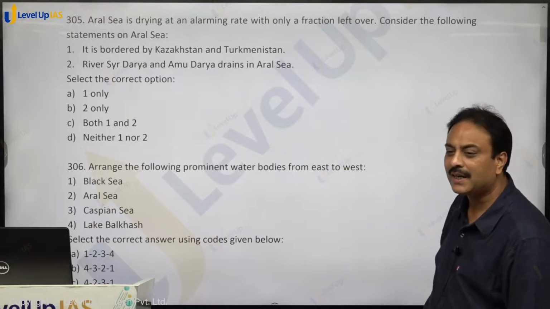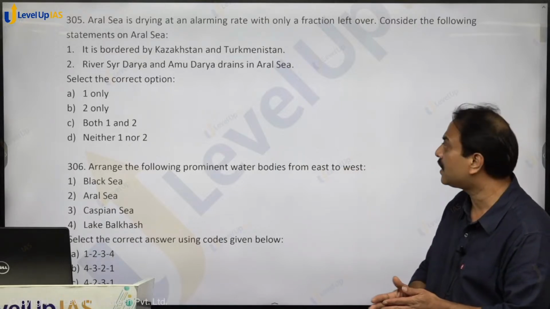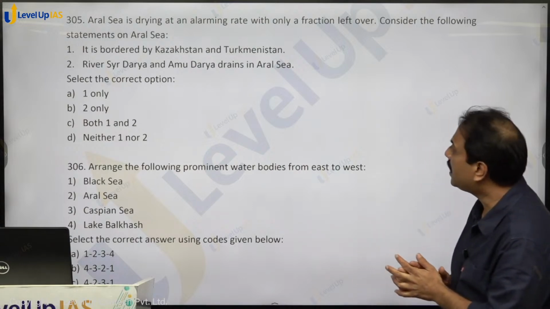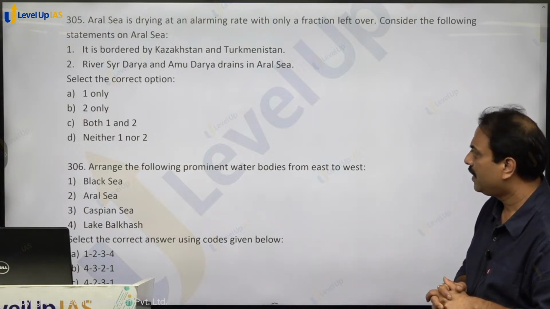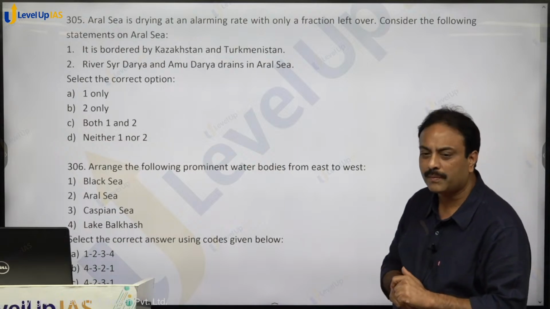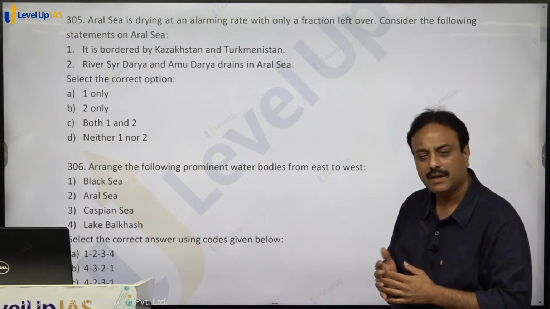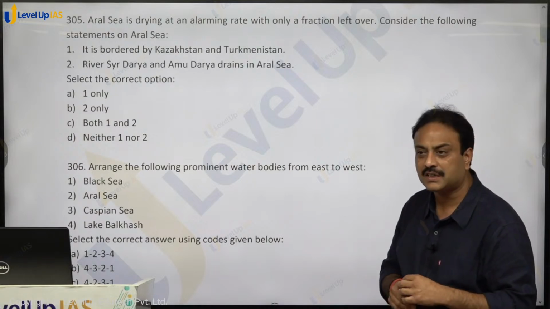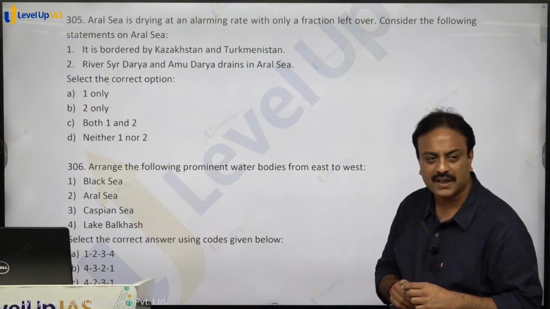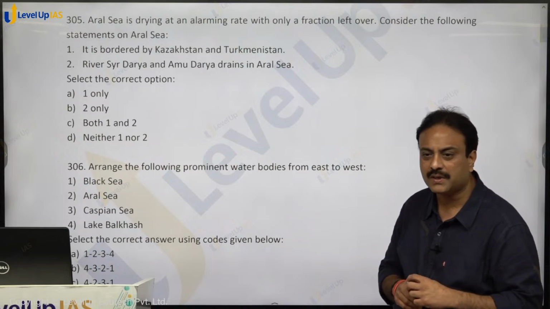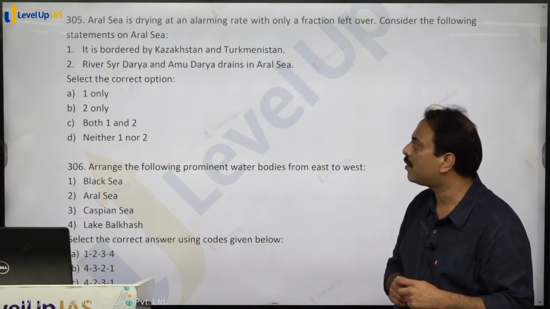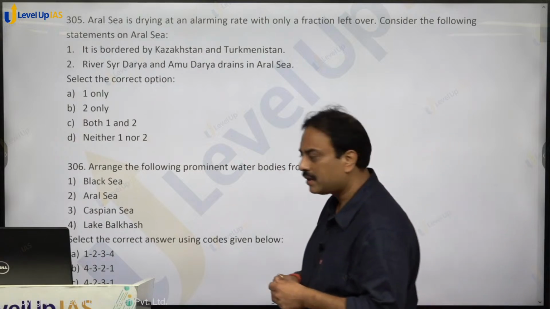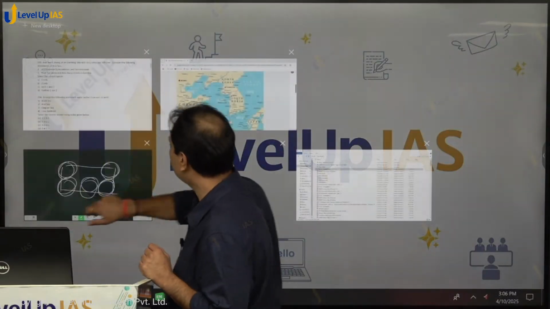Aral Sea is drying at an alarming rate. UPSC has asked a question on that, and only a fraction is left over. Consider the following statements on that. It is bordered by Kazakhstan and Turkmenistan. It is Kazakhstan and Uzbekistan. River Sir Darya and Amu Darya drain in Aral Sea. Both the statements are correct. Sir Darya, Amu Darya, both the rivers drain in Aral Sea, and it is having borders with Kazakhstan and Uzbekistan. Clear? Sure on that? Still have a look.